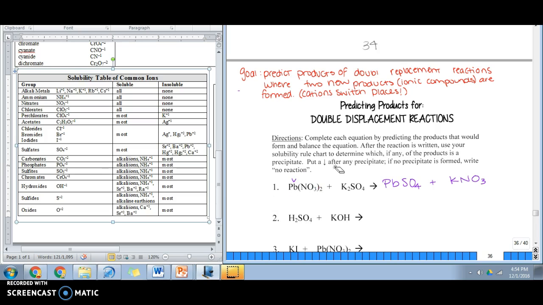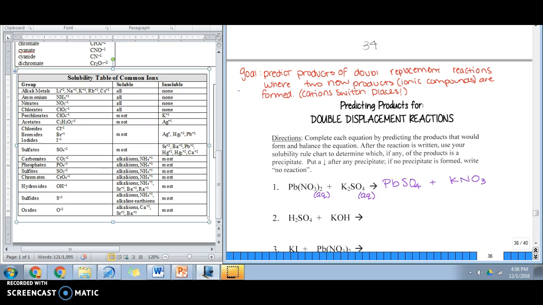Additionally, what we're going to have to do is identify if this product or these products are either aqueous or precipitates, meaning solid. So Pb(NO3)2, we're going to assume that's an aqueous reactant, and we're going to assume K2SO4 is an aqueous reactant. I'm telling you this is true, and on a test I would also let you know whether or not these reactants were aqueous or solid or liquid or gas.